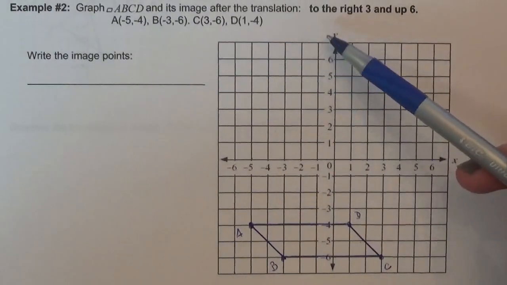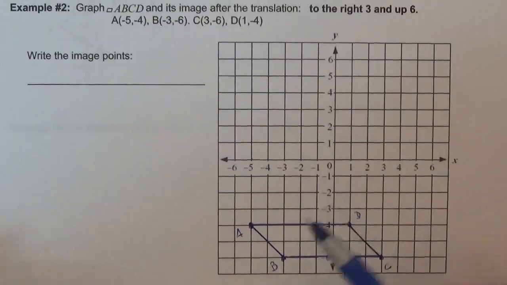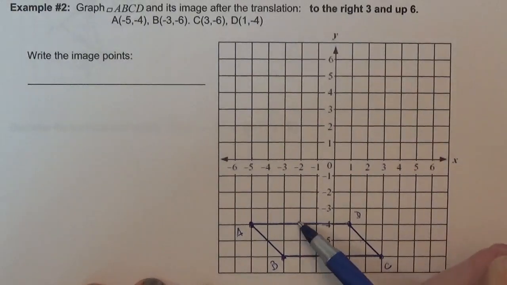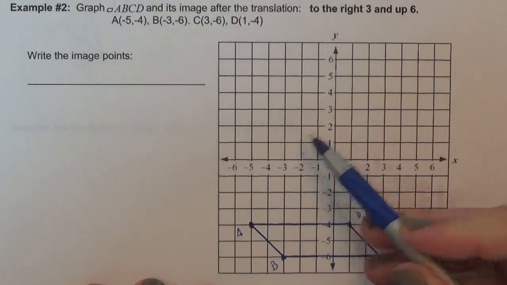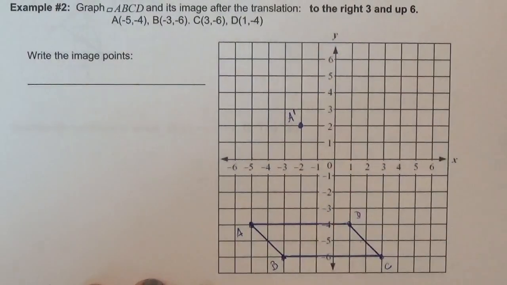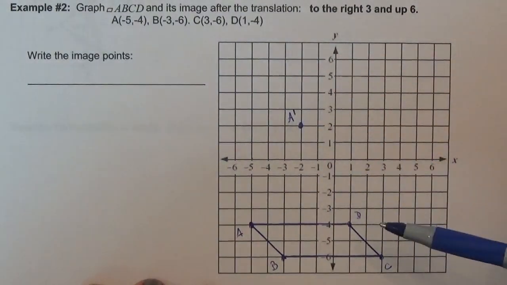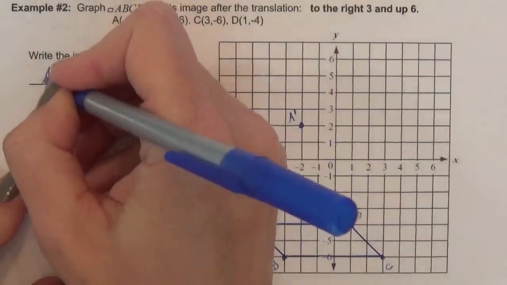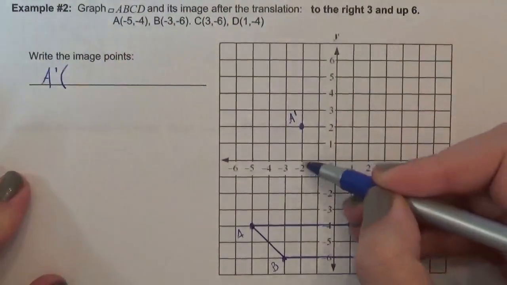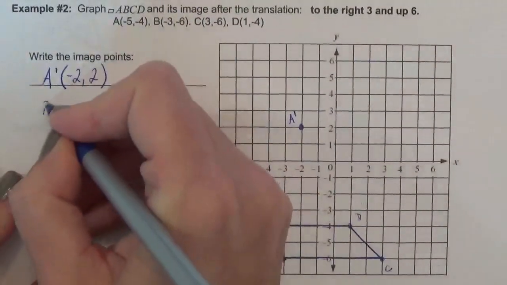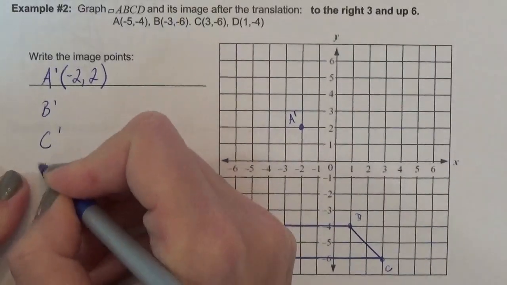Now we have to move it to the right 3, up 6. I'm going to start at point A, count 3 to the right: 1, 2, 3, up 6: 1, 2, 3, 4, 5, 6. Here it is, and I'm going to label it A prime. The image is always going to have that prime next to it, and it wants us to write the points. So A prime is (-2, 2). Okay, let's do B prime, C prime, D prime.